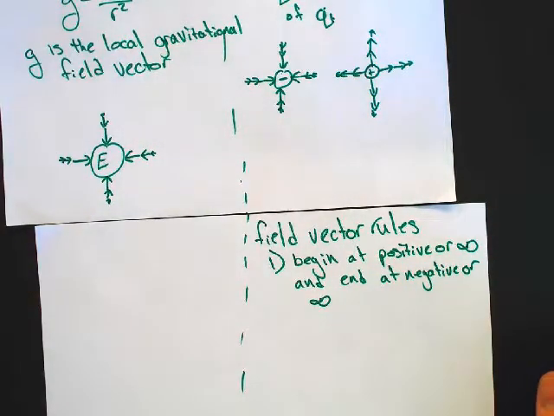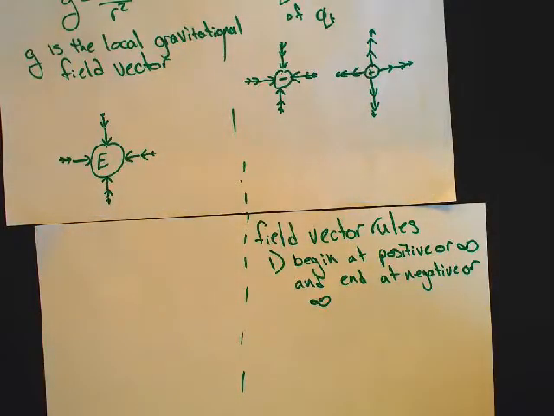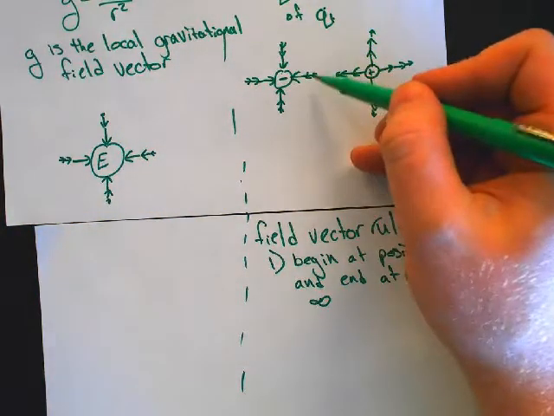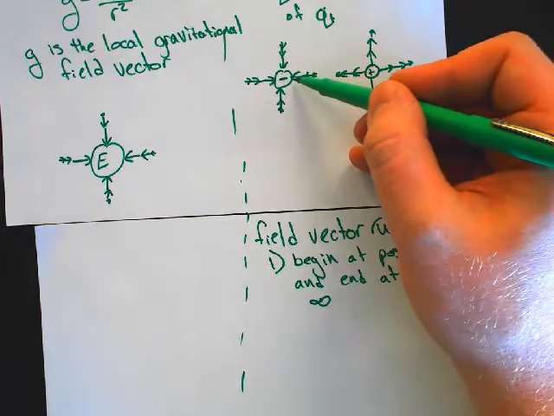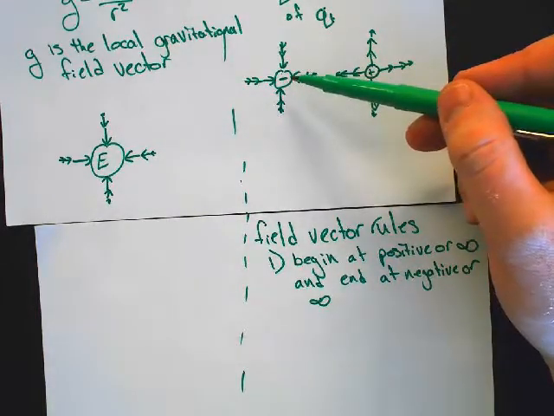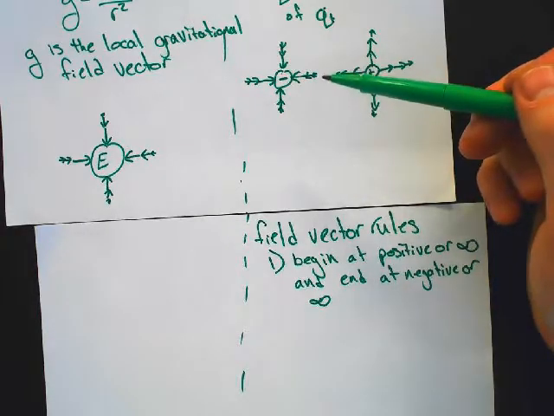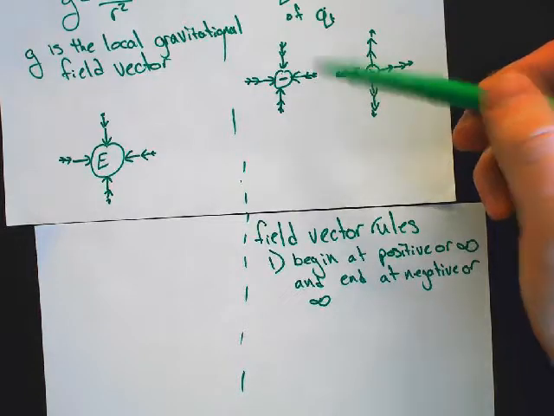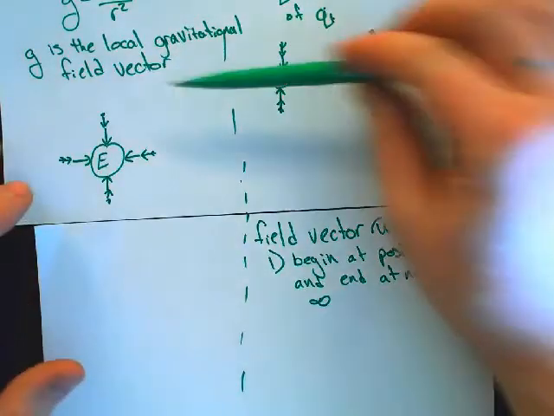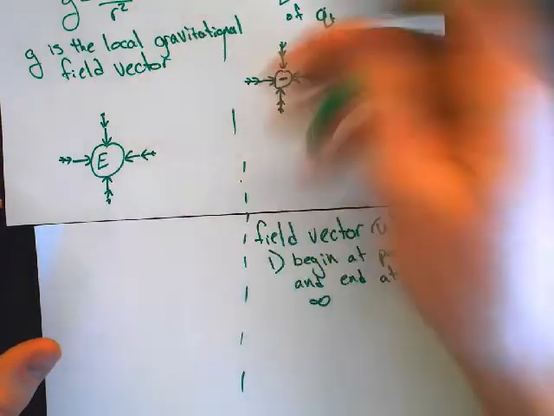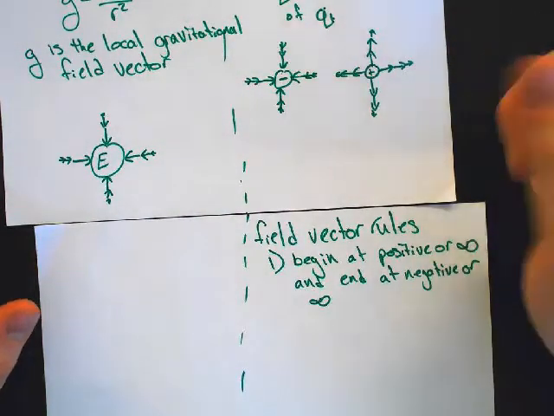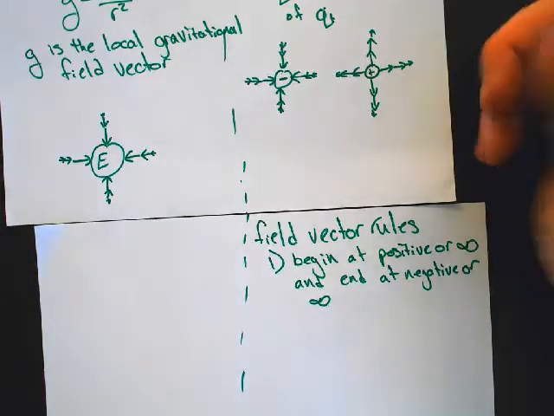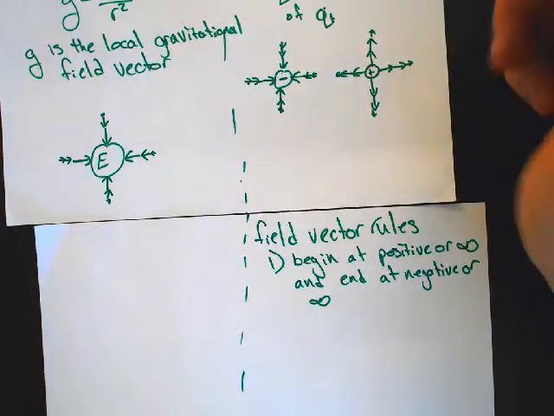So if I have just a negative charge and I remove all positive charge from anywhere within reason, the electric field vectors for just a negative charge will begin at infinity and extend inwards towards the charge. Negative infinity is a direction, and I want to indicate all directions in three-dimensional space. If you want to say positive and negative infinity, okay.